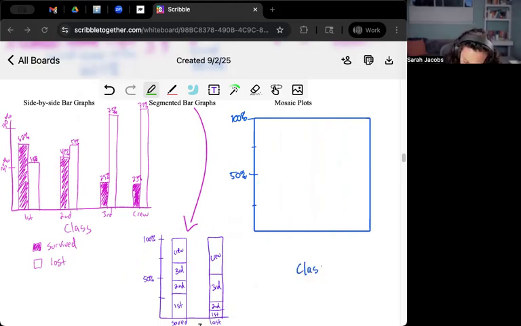So I'm going to put class along the bottom. And so first class ends up being about 14%. Second class passengers represented 13% of the total. Third class passengers represented 32%, about a third. And then the crew represented 41% of the passengers.